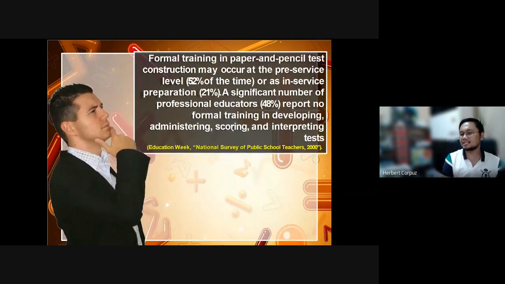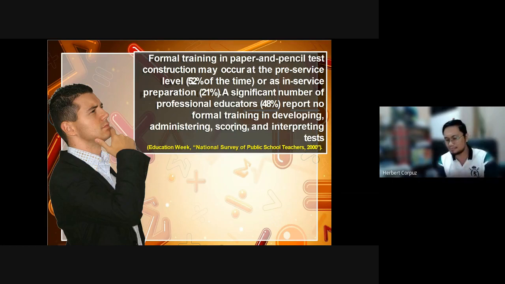Tignan niyo yung first three literature, ha? Okay. Most teachers daw, ang ginagawa nila, pinapatest nila yung sarili nilang gawang test, yung sarili nilang gawang paper and pencil test. Pero sinasabi ng second literature naman, na kahit maraming klase, maraming metodolohiya para tasahin ang pagkatuto ng mga mag-aaral, ang pinakalaging ginagamit ng mga guro para tasahin ang kaalaman at pag-unawa ng mga mag-aaral ay gamit ang paper and pencil test.